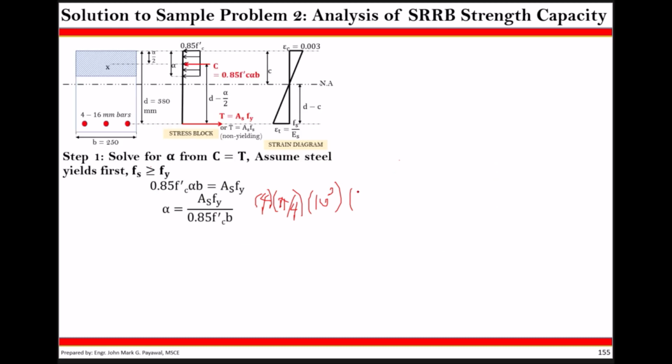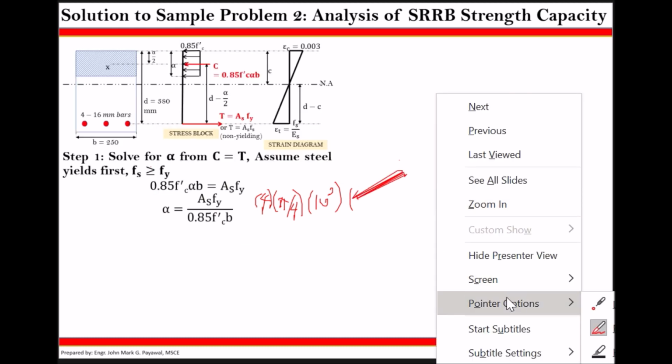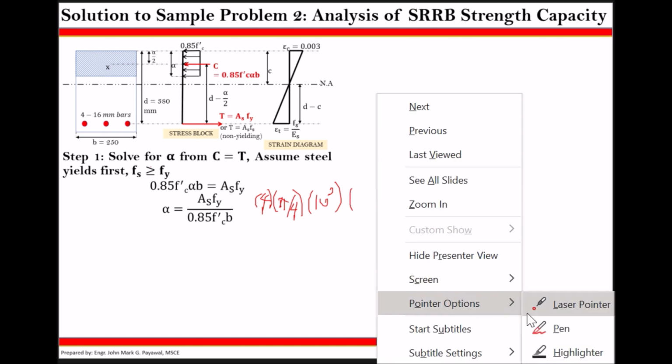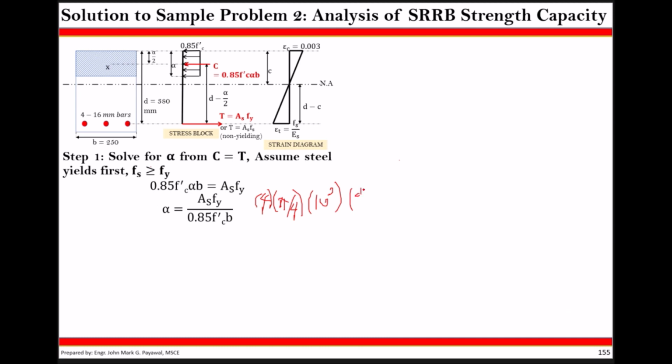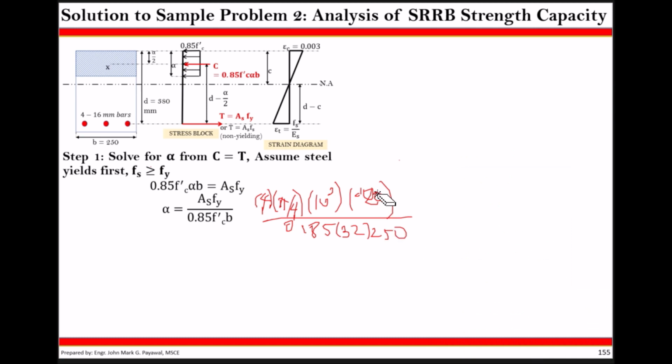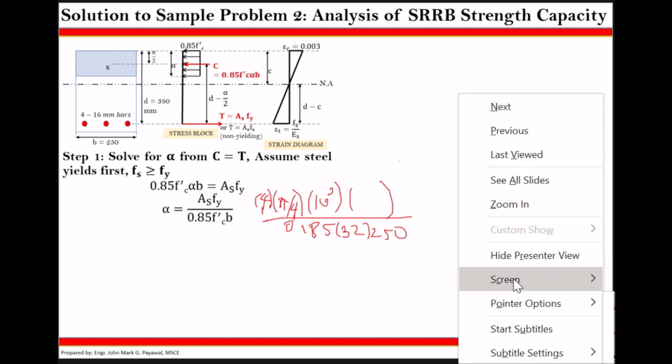So 420 over 0.85, Fc prime is given to be 32 and the base is given to be 50. Pause the video if you need to and compute for alpha. Using this equation, it's a bit messy. I'll just erase it and rewrite the 420.